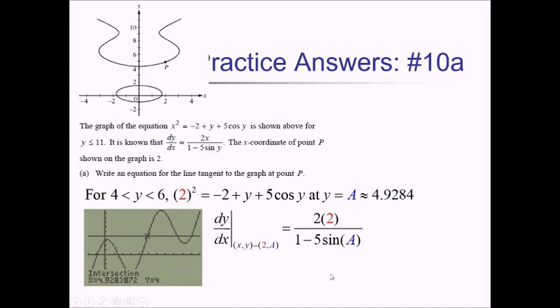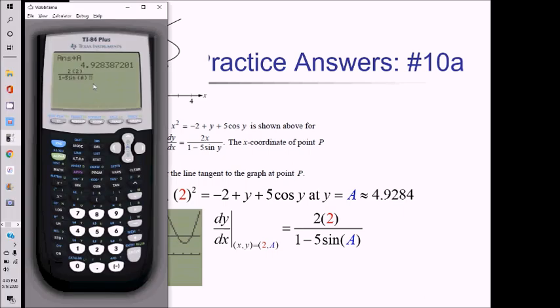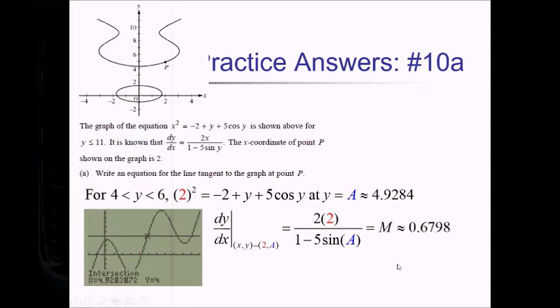Let's see what that comes out to on the calculator. So there's what I'm entering on my calculator. And if I press enter, that's approximately 0.6798, which I'm going to refer to as m. I'm not going to store this on the calculator. It turns out I'm not actually going to need this value, but at least I don't have to write this over and over again.